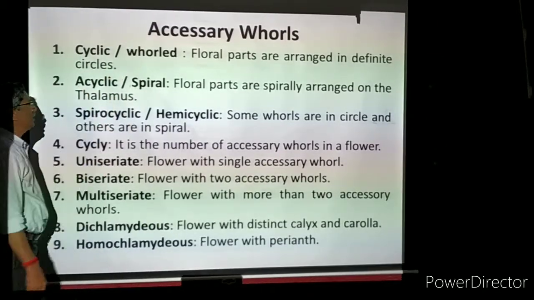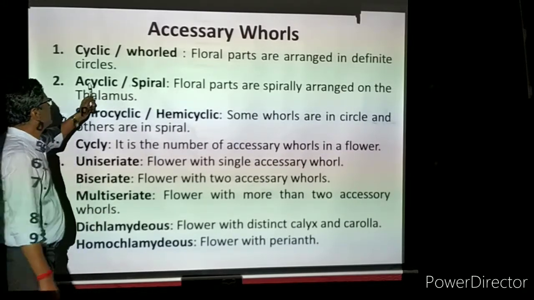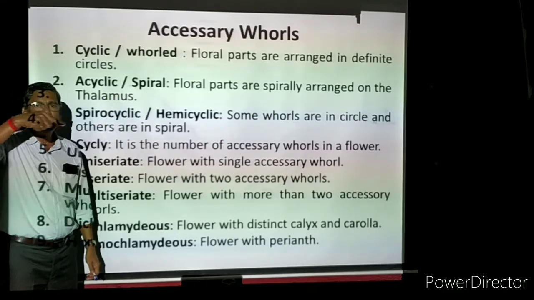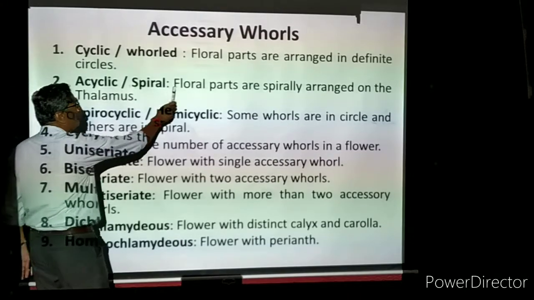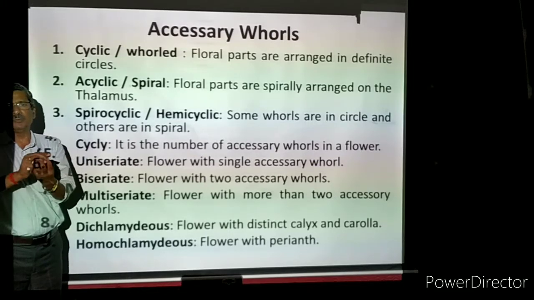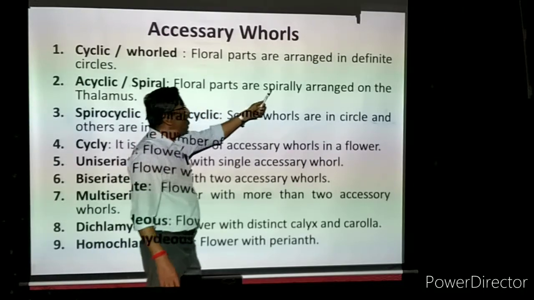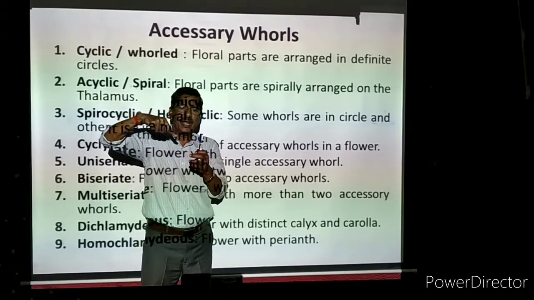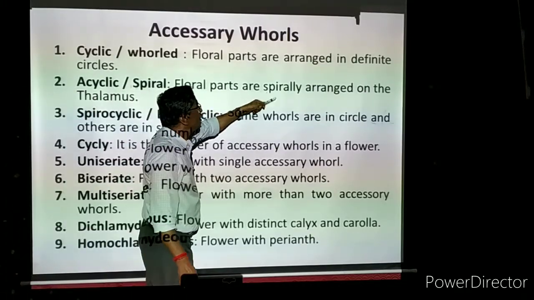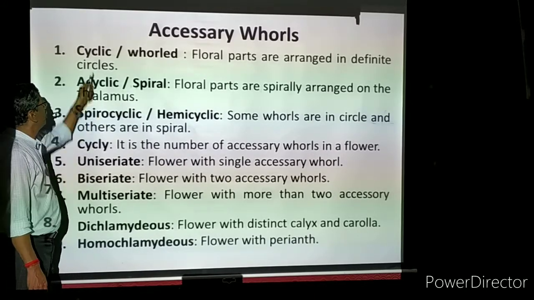Otherwise called what? Cyclic. Acyclic, not arranged in proper circle. It is also called a spiral. Acyclic, otherwise called what? Spiral. Spiral means coiled spring-like. Now the floral parts are spirally arranged on the thalamus. I already told you, thalamus is a bulging portion on which sepals, petals, everything is there. So the floral parts are arranged spirally. Calyx, again corolla, everything is joining together and they are arranged in the form of spiral. Spiral means coiled spring-like.